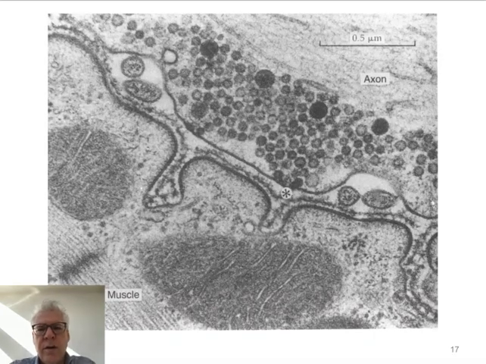So in conclusion, we very shortly discussed this beautiful structure. This is again an electron microscopy image of the neuromuscular junction. This is presynaptic, with a lot of the vesicles with the acetylcholine. This is the axon, this is the muscle, and this is the synaptic cleft, and this is the membrane where we find a lot of the acetylcholine receptors and voltage-gated channels.